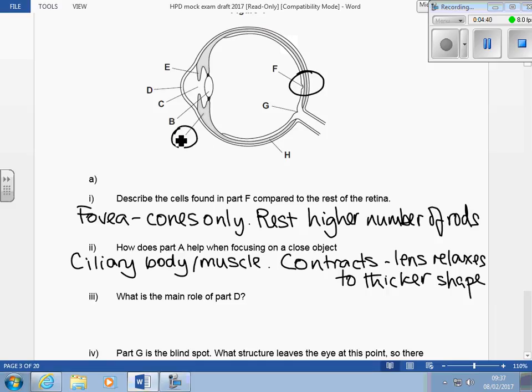What's the main role of part D? What is D? The cornea, that's right. So D is the cornea. And its main role is, it does let the light in, but it is part of the focus. So it's refraction of light, refraction being the bending. D is the cornea, and it actually lets the light in and bends it.